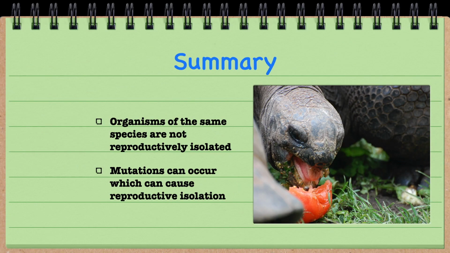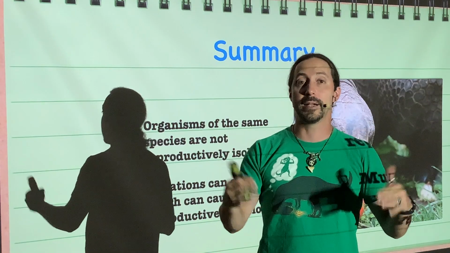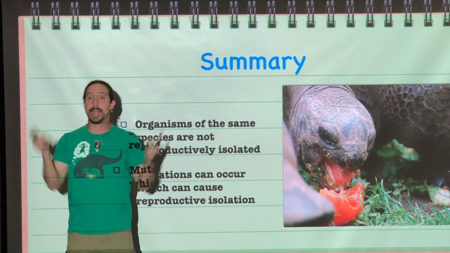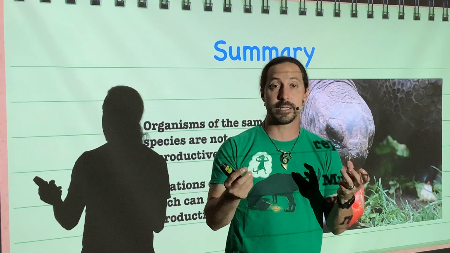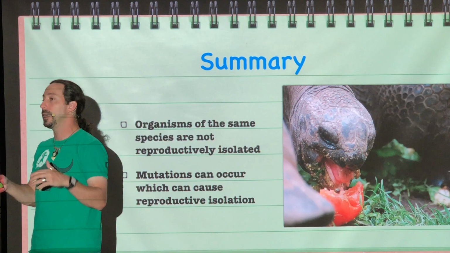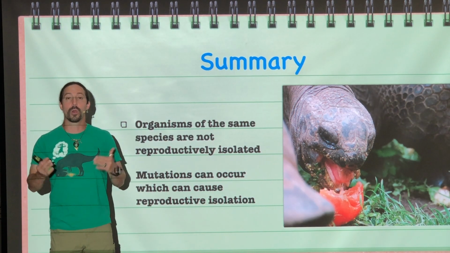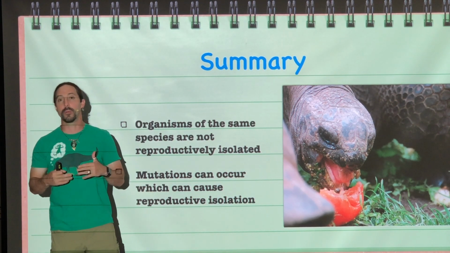So in summary, organisms of the same species are not reproductively isolated from each other. That is how we define a species. But mutations can occur which can cause reproductive isolation within a population. And if reproductive isolation is formed within a species, then that is actually going to form a new species, either sympatrically, where there is no geographical boundary, or allopatrically, where a geographical boundary has been formed.